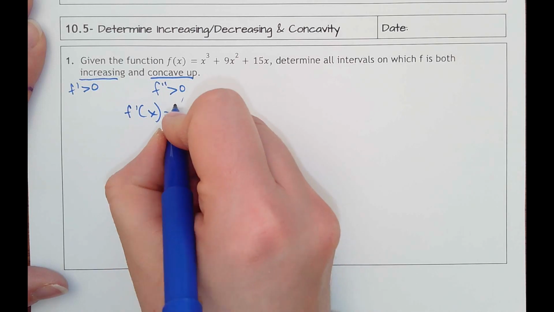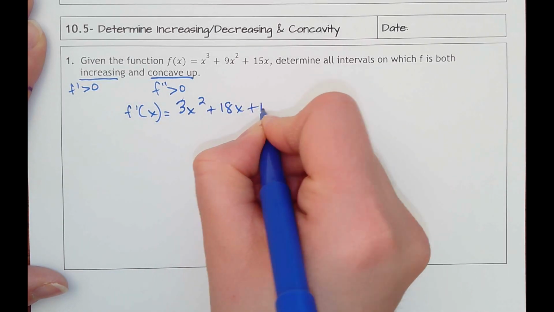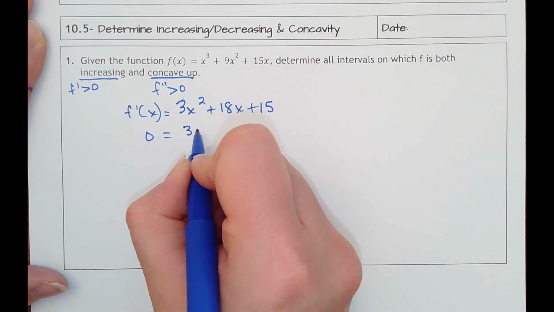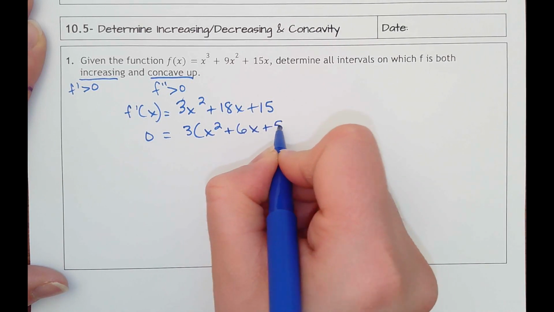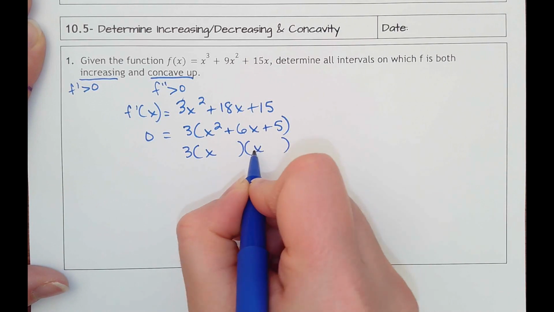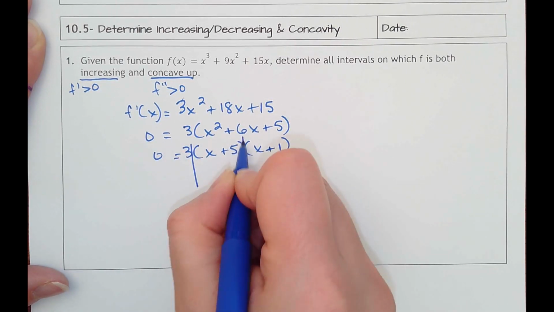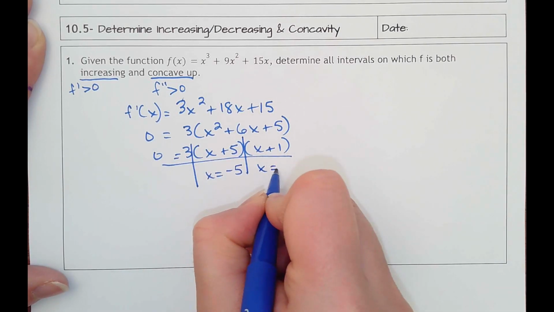That would be 3x squared plus 18x plus 15. And we'll have to set it equal to 0. So I need to factor out a 3. Factor the trinomial further. That would be a 5 and a 1. So my critical points are -5 and -1.